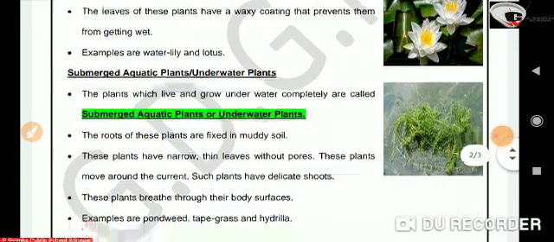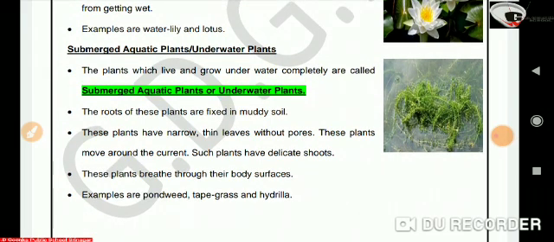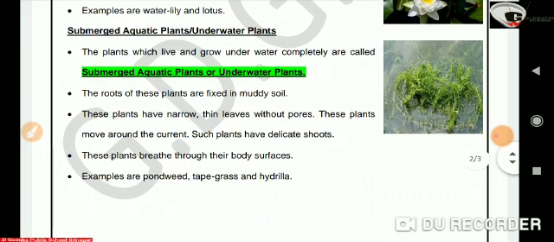Now dear Goenkans, let's learn about the third type of aquatic plants, that is submerged aquatic plants, or we can say underwater plants. The plants which live and grow underwater completely are called submerged aquatic plants or underwater plants. The roots of these plants are fixed in muddy soil. These plants have narrow, thin leaves without pores.